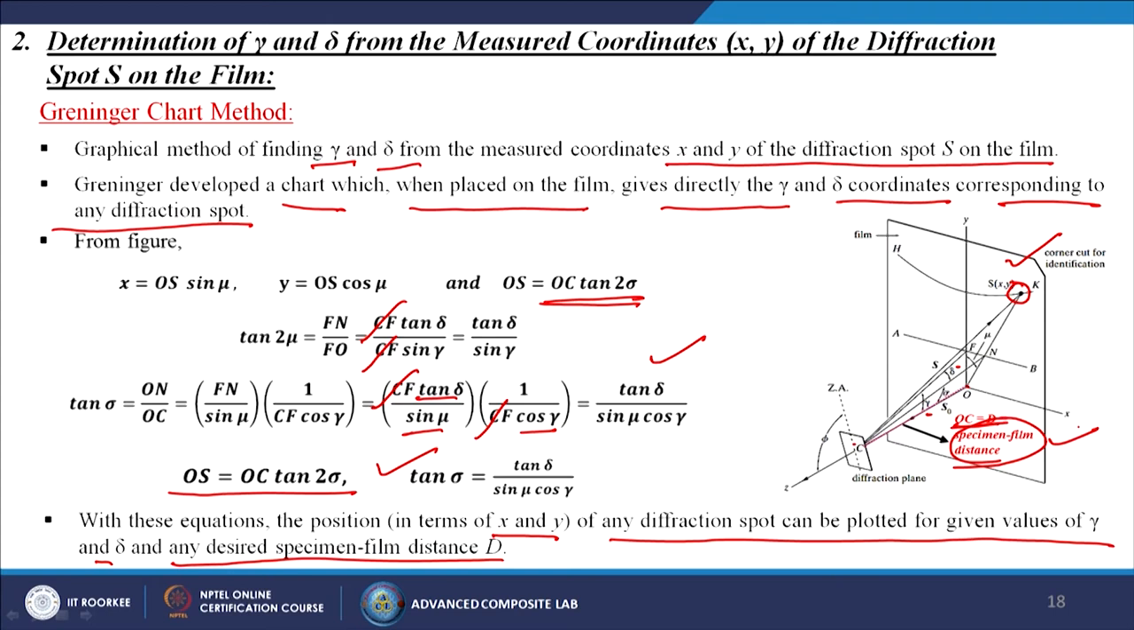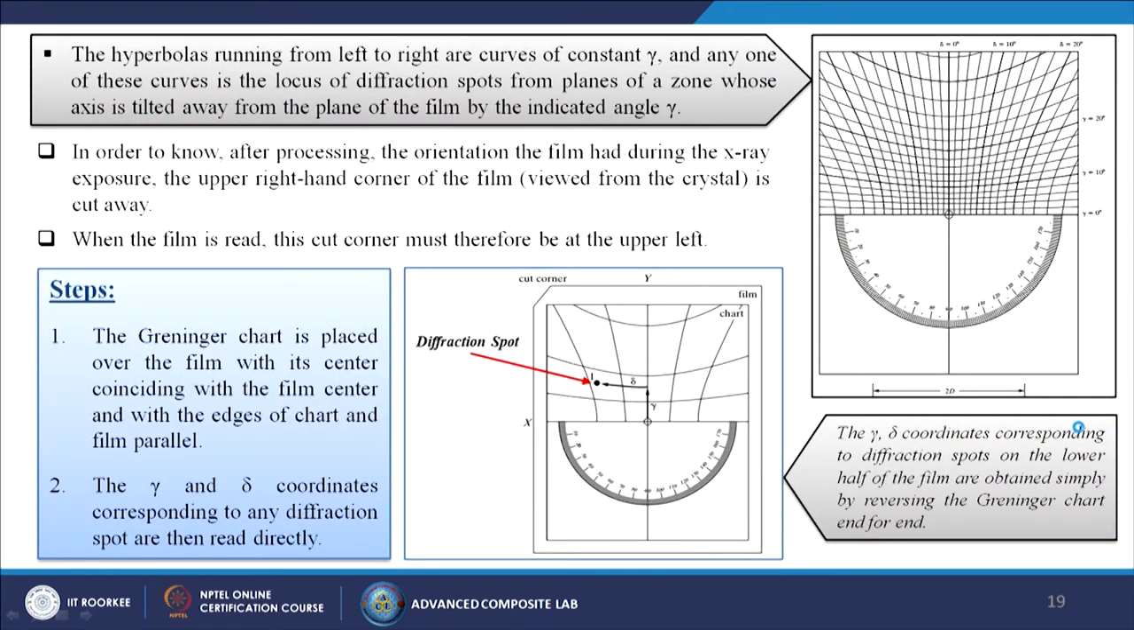So, the hyperbolas running from left to right are curves of constant gamma, and any one of these curves is the locus of diffraction spots from planes of a zone whose axis is tilted away from the plane of the film by the indicated angle gamma. So, like this, we can get gamma equal to 0 degree, 10 degree, 20 degree, then in this case we are getting the value of delta 20, then delta 10 and delta 0, and this is the 2 theta.